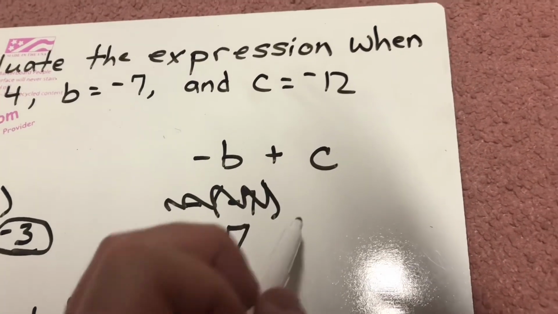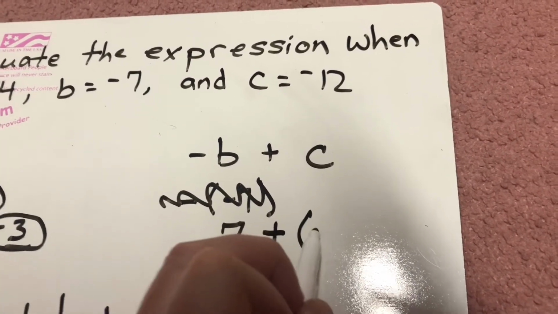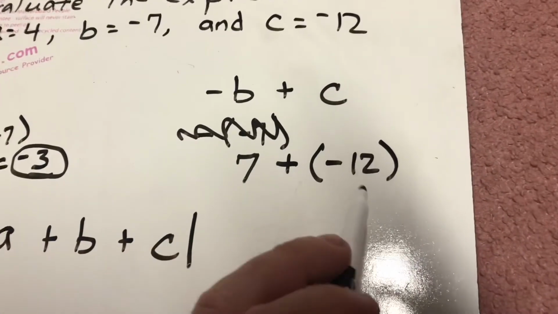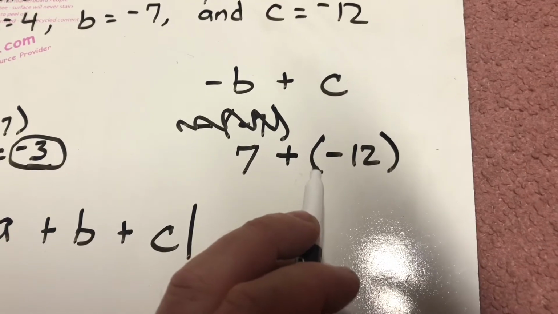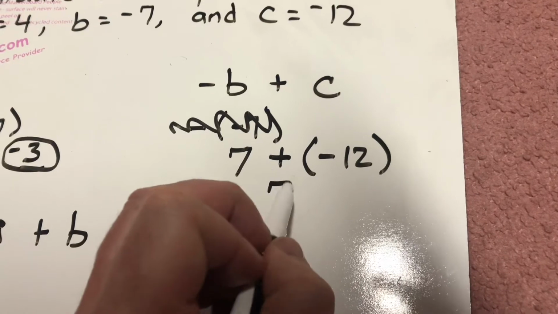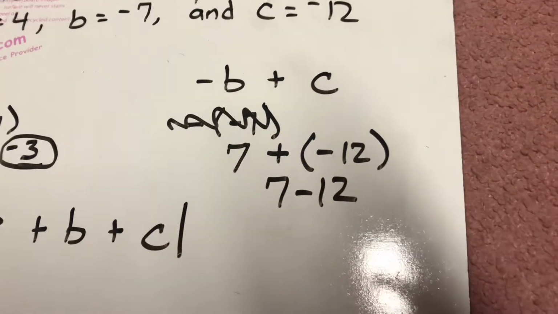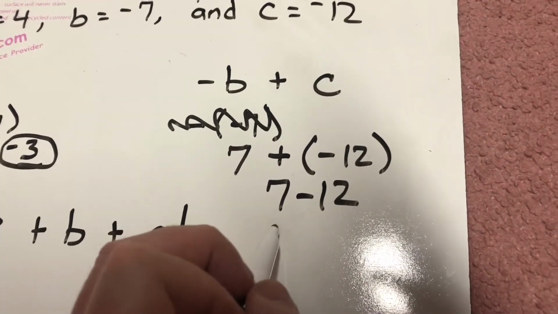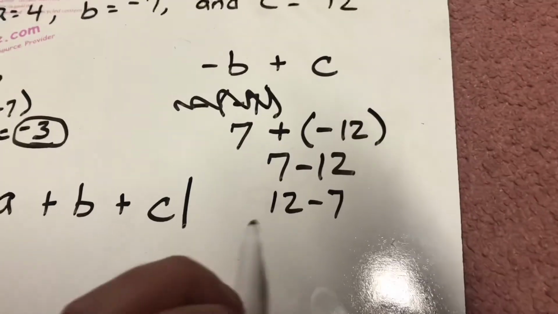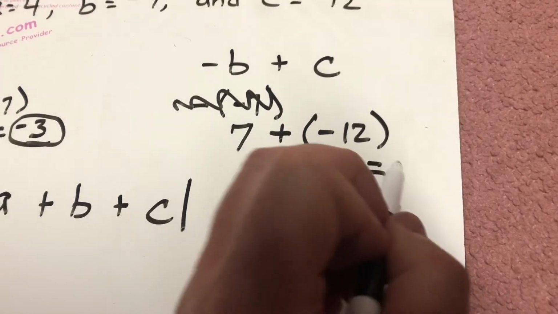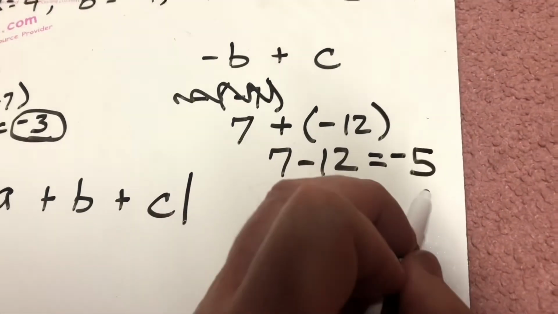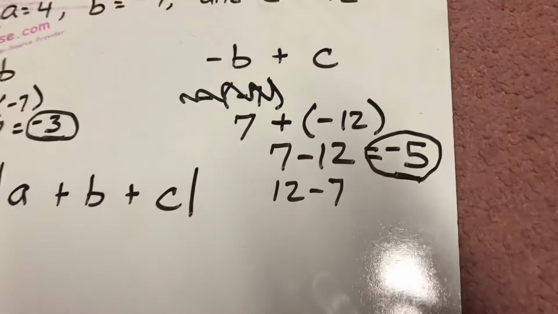Plus c is negative 12, plus negative 12. Well, I know that when I add a negative, once again, keeping the parentheses to separate the operational signs, I'm just subtracting. So it's 7 minus 12. Well, instead of 7 minus 12, I can think 12 minus 7. I know that 12 minus 7 is 5, so I know that 7 minus 12 is equal to negative 5. And that's my final answer.